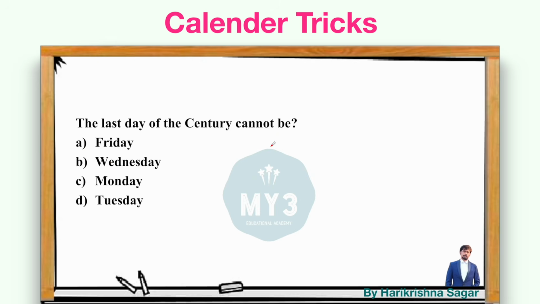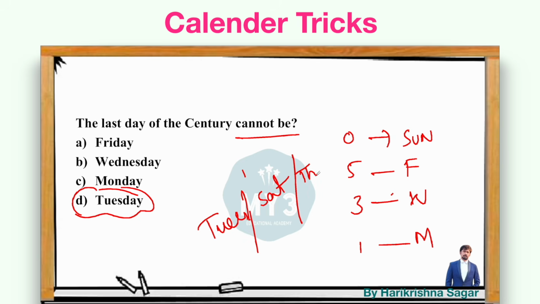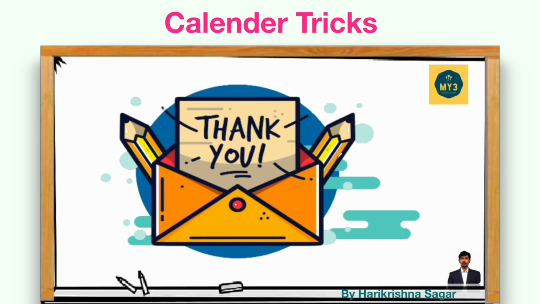And sometimes the question is what the last day of the century cannot be. So last day of the century can end with either 0 or 5 or 3, 1. That means Sunday or Friday or Wednesday or Monday. So it cannot be is the question. Last day of the century cannot be Tuesday. Mark the answer as this. So it cannot be Tuesday, and it cannot be Saturday also. If the option is not there, you can also mention this. So it can be Sunday, Monday. It cannot be Tuesday and Thursday and Saturday. So remember these points to solve the questions. Hope you understand. This is a complete concept of calendars. Thank you so much.